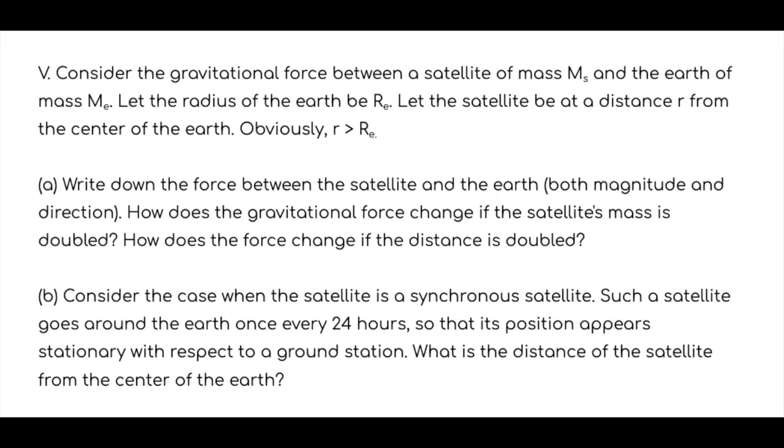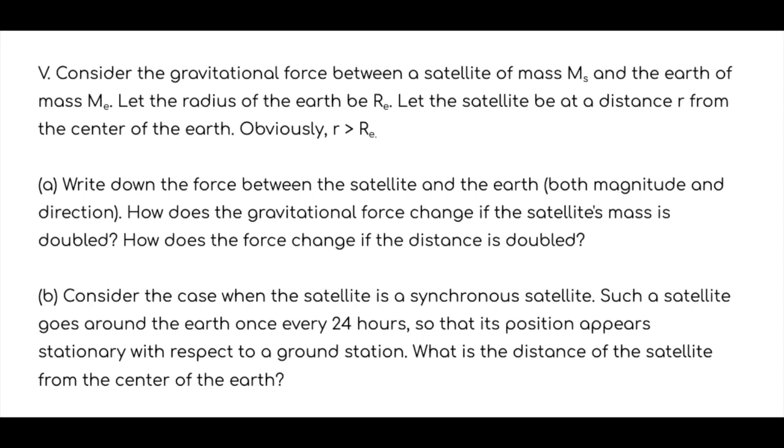Consider the gravitational force between a satellite of mass ms and the Earth of mass me. Let the radius of the Earth be re, and let the satellite be at a distance r from the center of the Earth. Obviously, the distance of the satellite is greater than the radius of the Earth. So write down the force between the satellite and the Earth, both the magnitude and direction, and how does the gravitational force change if the satellite's mass is doubled and if the distance is doubled.